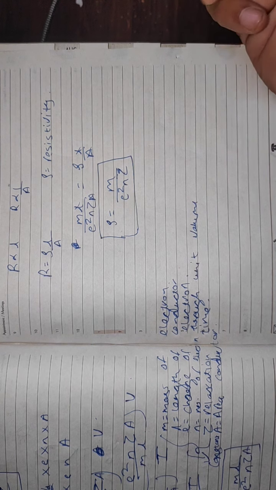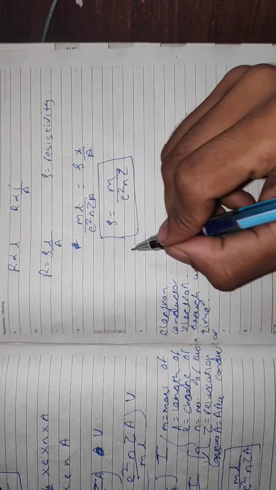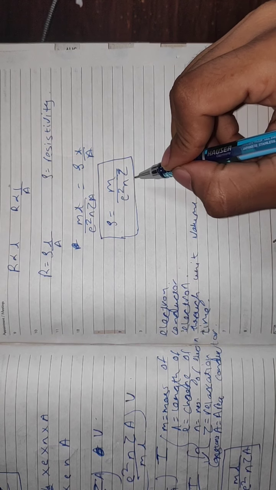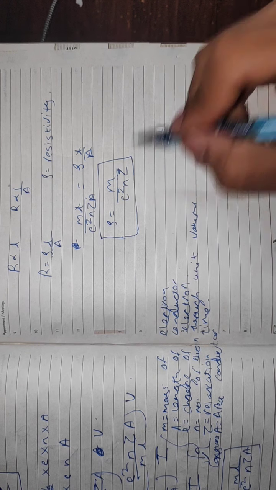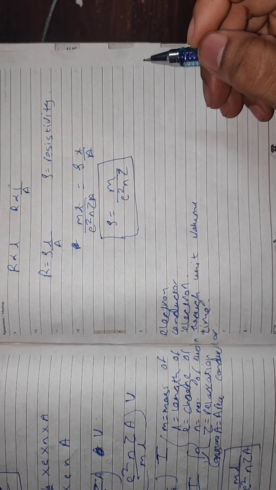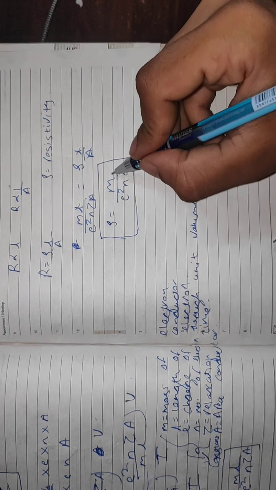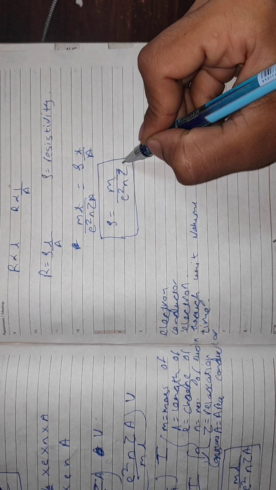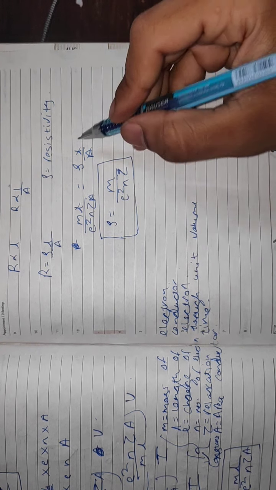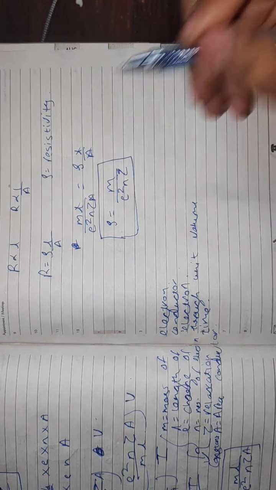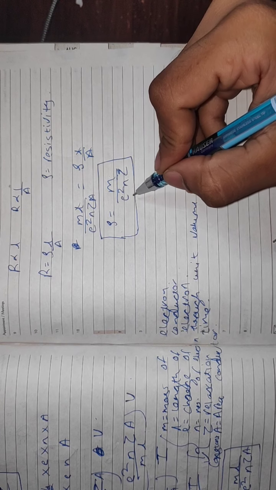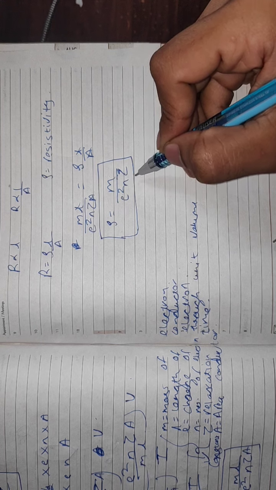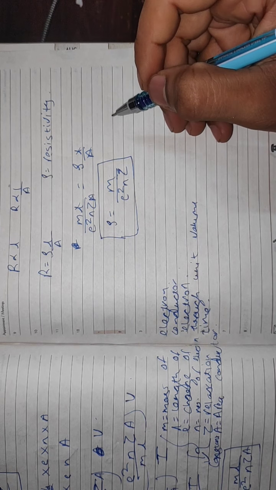From here you can also say that resistivity does not depend on the dimension of the material. It only depends on the material, that is the number of free electrons that are moving. Here there are no constituents which show the dimension. Dimension can be shown only by L and A, which are cancelled out. So here m is mass, N is the number of electrons through a unit volume, and tau is the time in which they are moving.